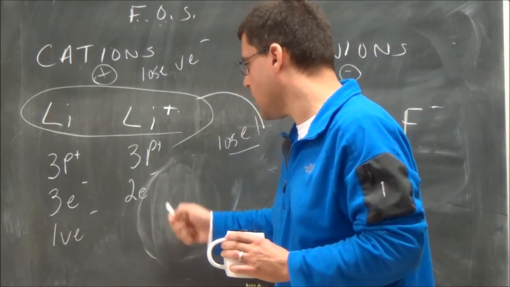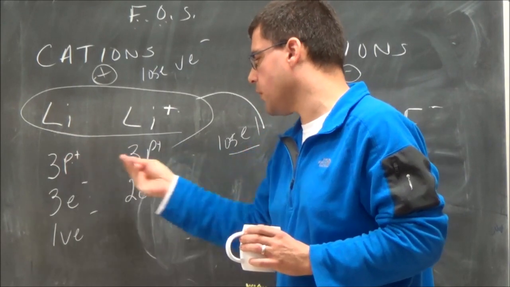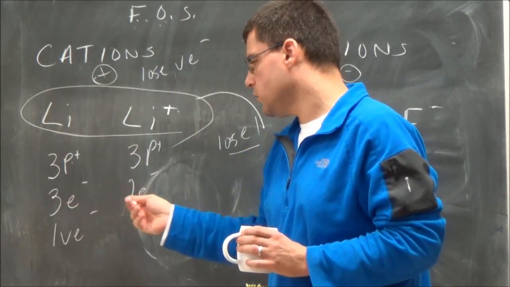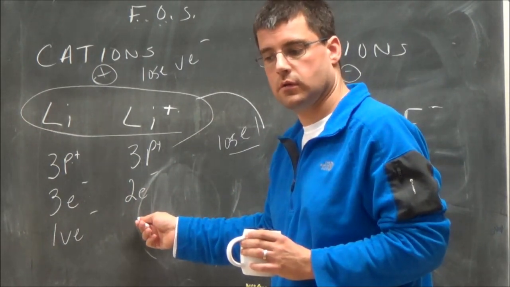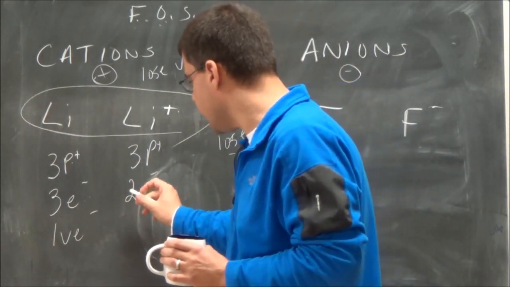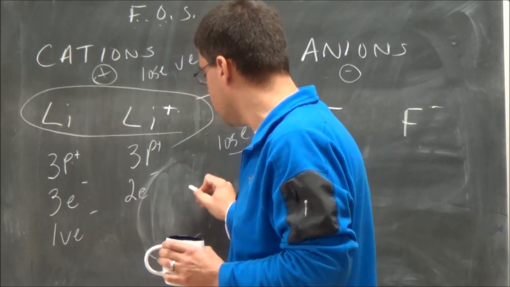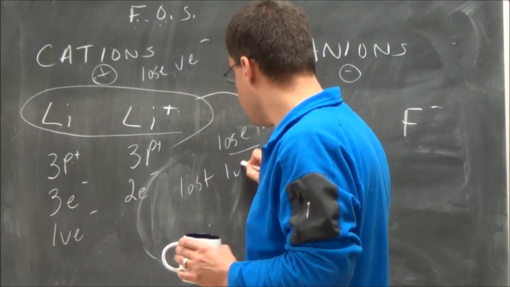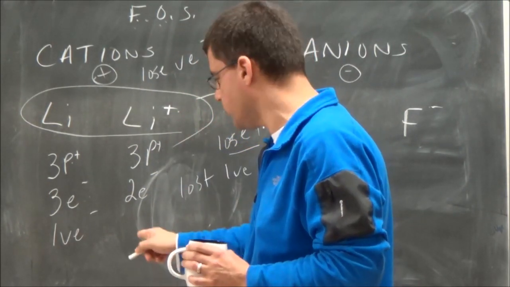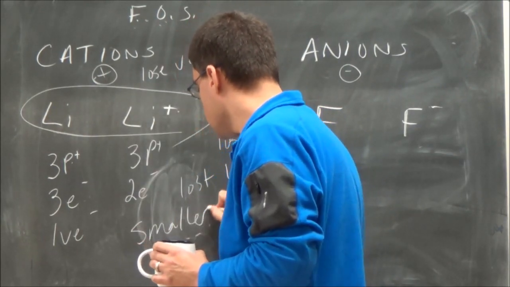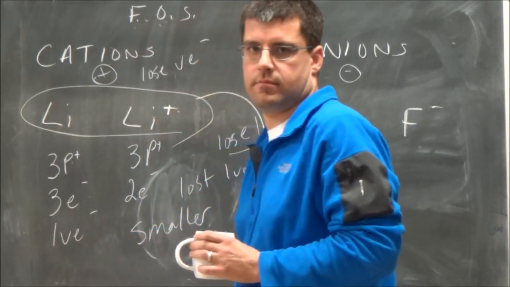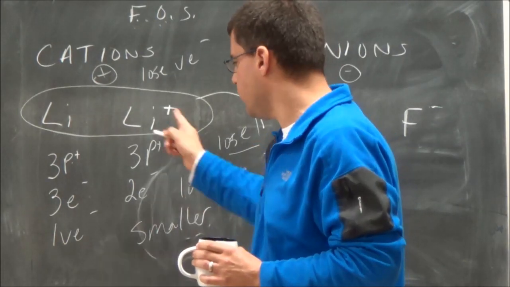Now we've got 3 protons in the nucleus for both. 3 electrons total for the atom, 2 electrons total for the ion, 2 valence electrons here. Because we lost 1 valence electron and kept the same number of protons, the cation is smaller than the atom. There's your data right there.